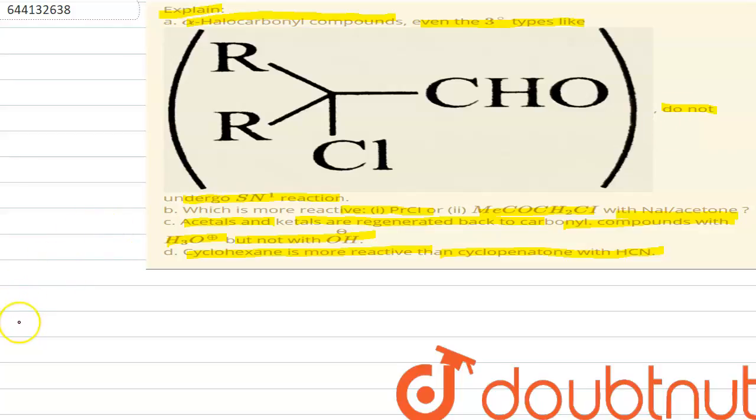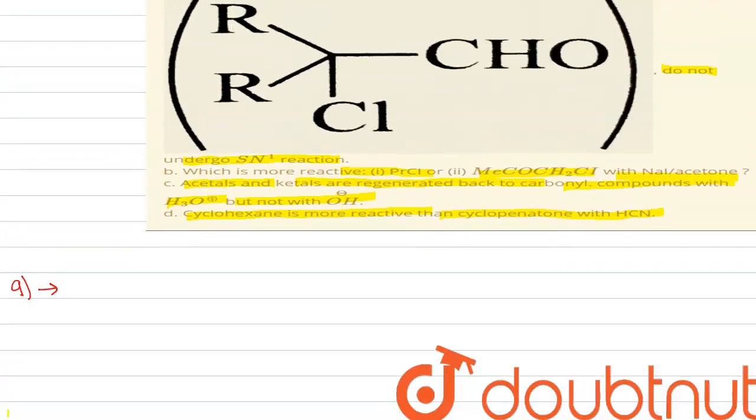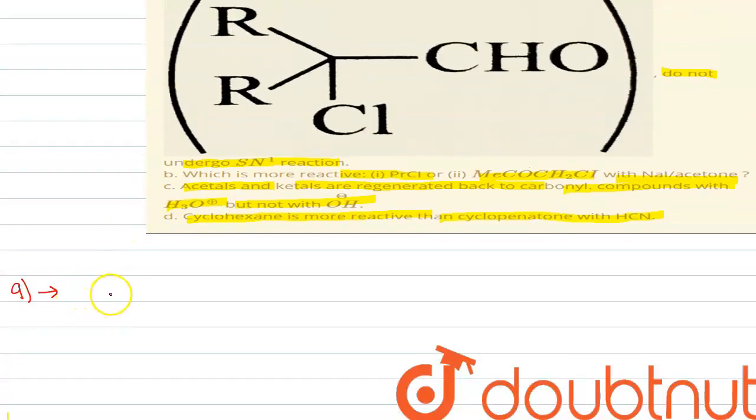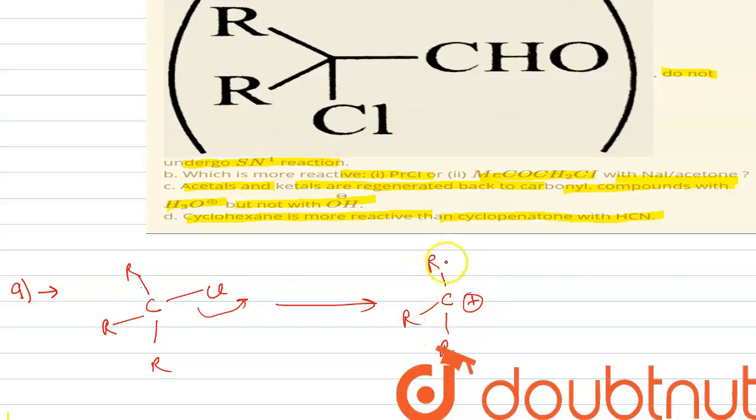As we know, in an SN1 reaction, suppose we have one carbon attached to this group, and the chlorine leaves as a leaving group, and a tertiary carbocation is formed. The same goes for this compound also. So let's understand how it will go.